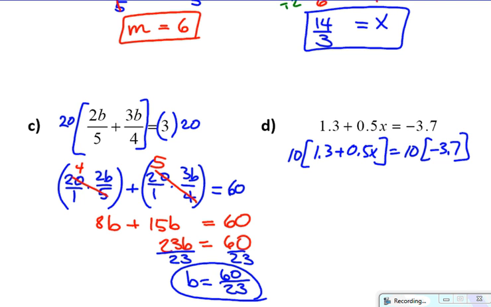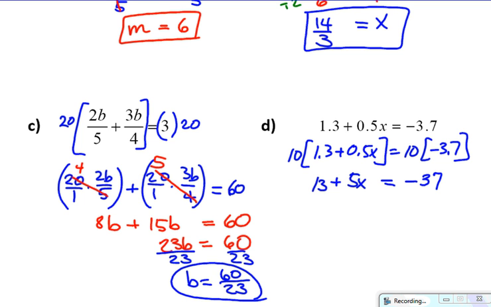So when I distribute 10 times 1.3, that's going to be 13. It's going to move that decimal point over 1. Same thing when I multiply 0.5 by 10, it's going to move it over one place. It's going to leave me with 5x. And then 10 times negative 3.7, I'll move that decimal over one place. And so I'll have a negative 37.